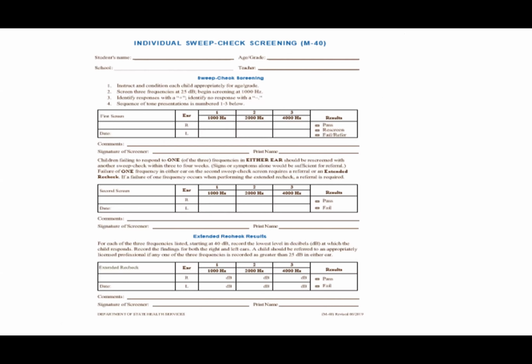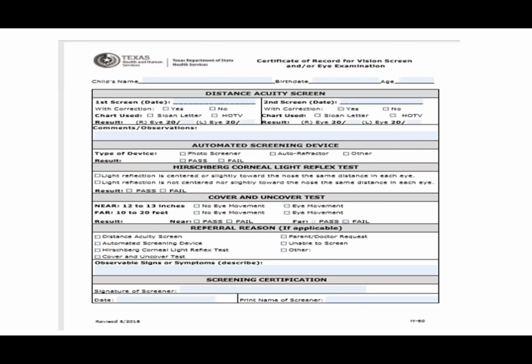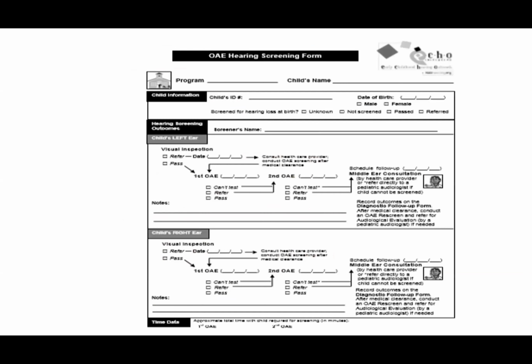This is the form that the nurses use when they do the hearing screening. They will complete this form. They will enter the data into Child Plus, and this is filed in the child's record. This is the vision screening tool. Again, the nurses will do the screening. They will record the results, and this form is also filed in the child's folder.